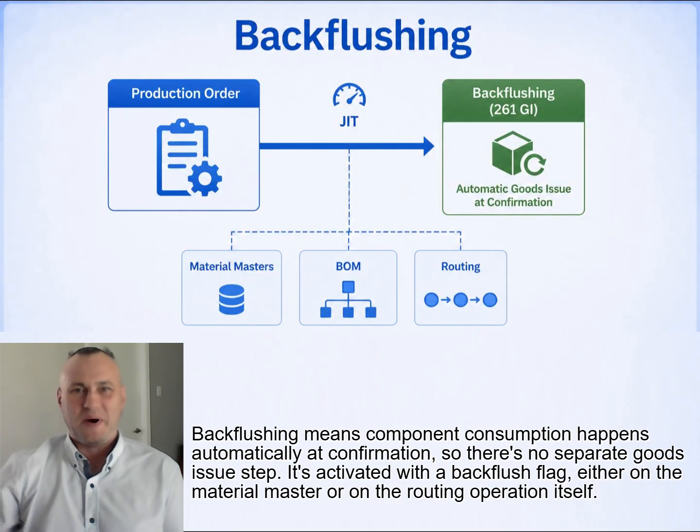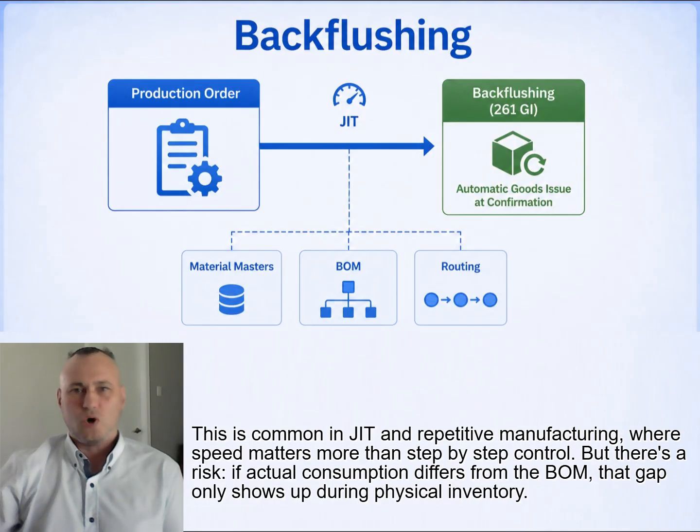Backflushing means component consumption happens automatically at confirmation. So there is no separate goods issue step. It's activated with a backflush flag either on the material master or on the routing operation itself. This is common in repetitive manufacturing, where speed matters more than step-by-step control. But there is a risk. If actual consumption differs from the bill of material, that gap only shows up during a physical inventory.